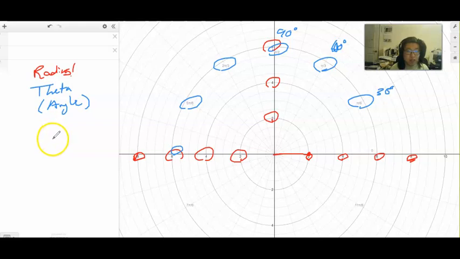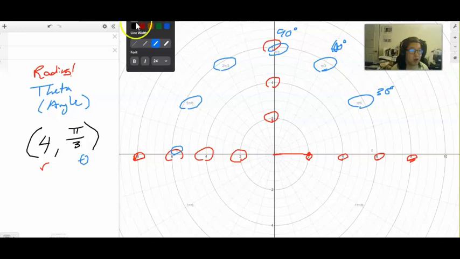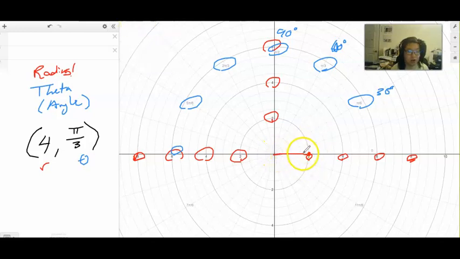Now, let's do a couple of examples real quick using our ordered pair coordinates in this type of system. If I gave you the coordinates 4 and pi over 3. Remember that r, the radius, is this number, and theta, the blue number, is pi over 3. So if I were to graph this thing, first I would need to locate our 4. So I go out here. Here's 4. Okay, so now I've located my 4 radius.